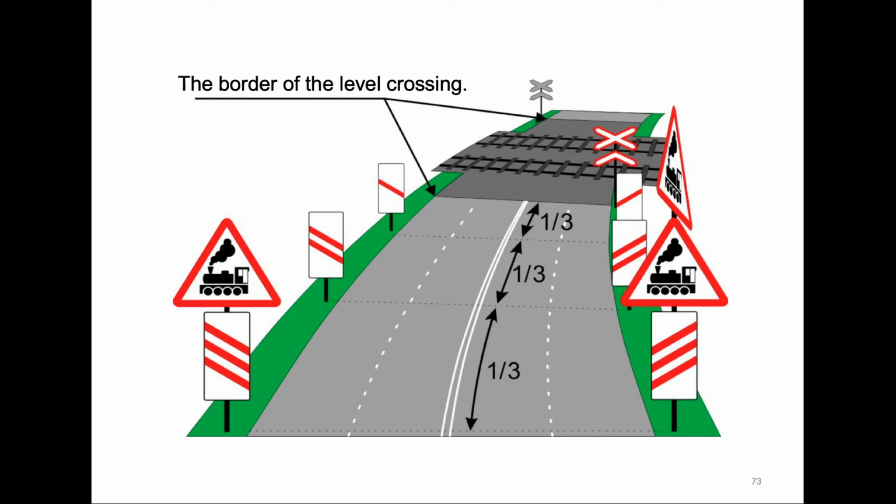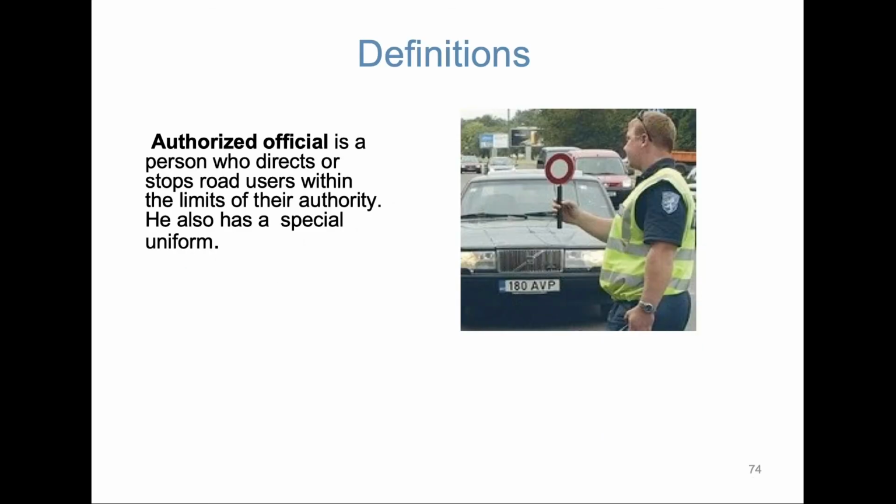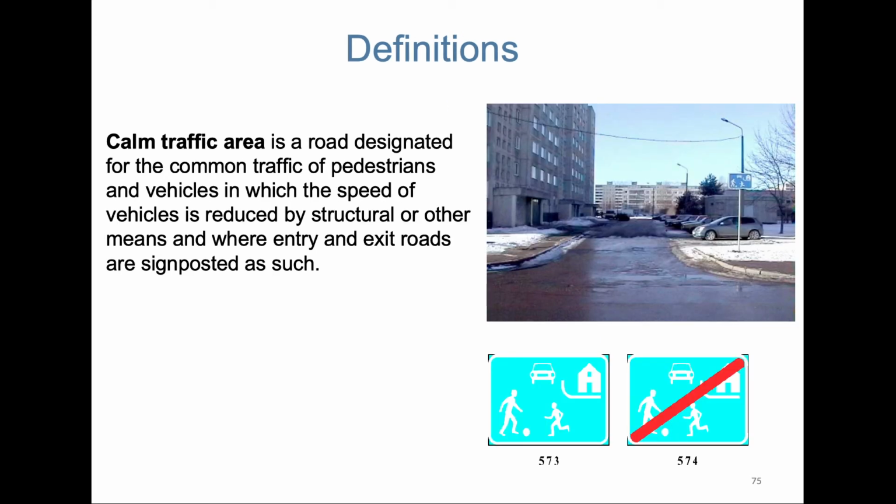Okay. Authorized official regulator on the road is a person who directs, stops road users within the limits of their authority. He also has a special uniform or signs, like a policeman. Calm traffic area. Try to remember the signs. We will talk about them very much in future.